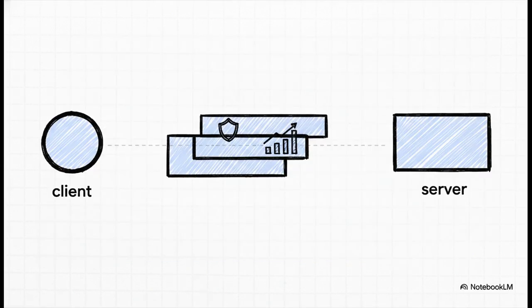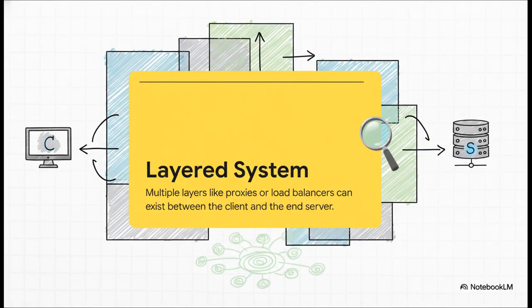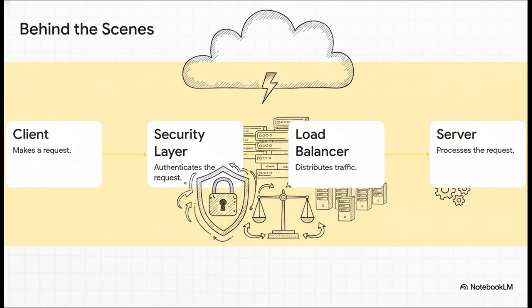Next up, number 4. This one adds layers of security and scale, but it keeps it simple for the client. The client thinks it's talking to one server, but there could be a whole bunch of layers in between. These layers handle things like security or balancing traffic before the request even hits the main server.